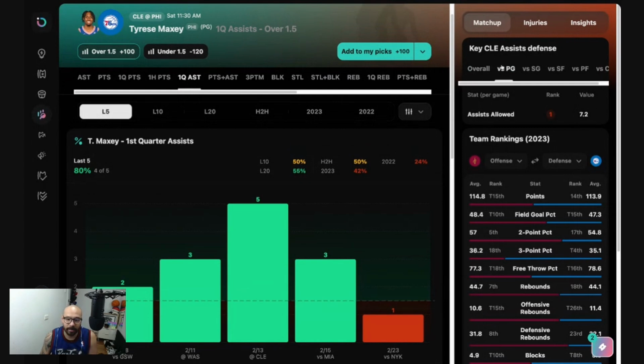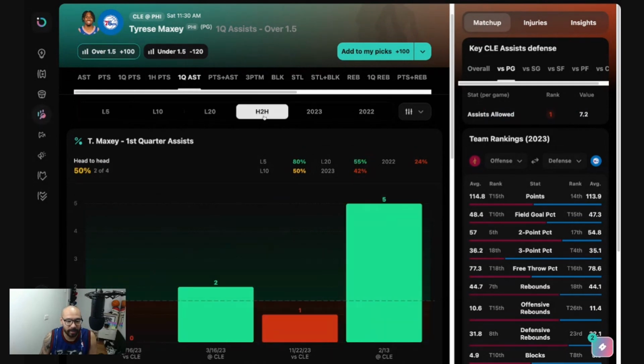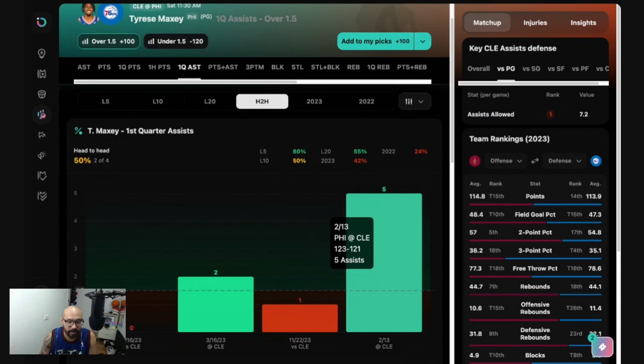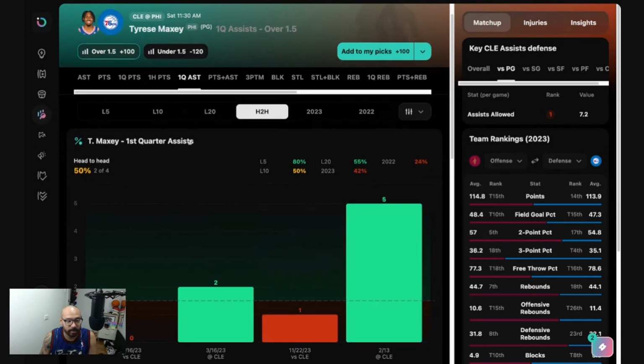In terms of the matchup, the Cavs, they actually allow the fewest assists to point guards in the league this season. So that alone makes me a little bit hesitant. Looking at head-to-head matchups, he had 5 assists in the first quarter the last time these guys played, 10 days ago, which is pretty crazy. So that does lean to the over. That was a road game as well.